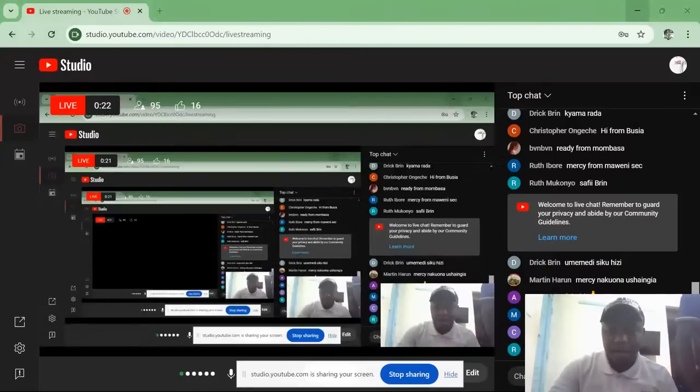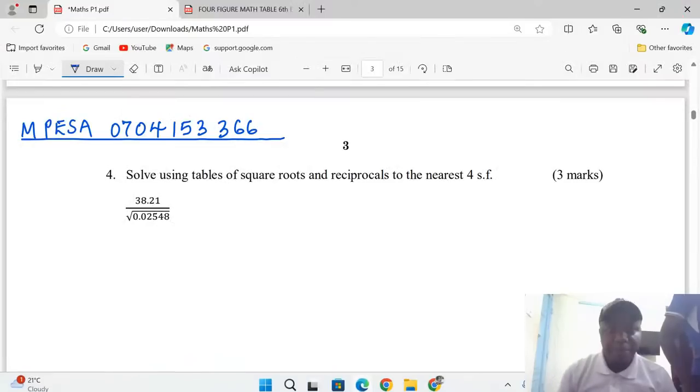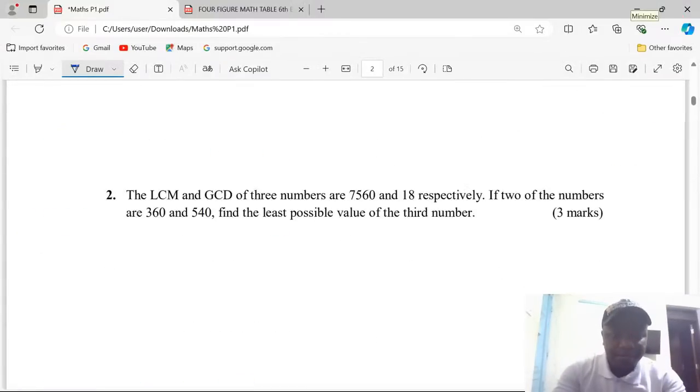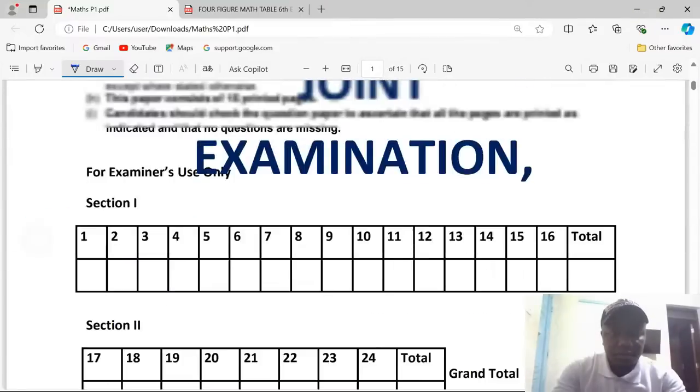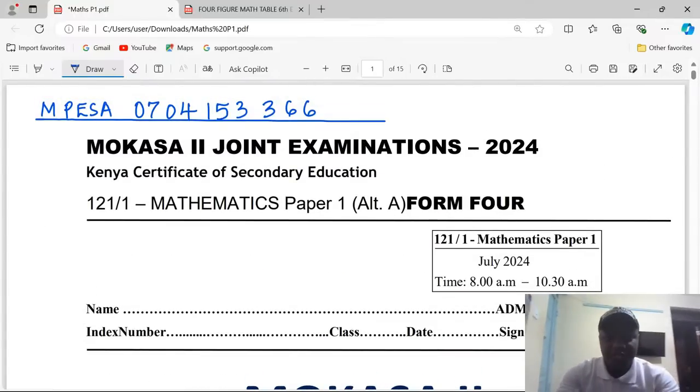We'll be doing a mathematics paper 1. Allow me to bring the paper to you. The paper is called a Mokasa. This is one of the joint examinations done this term, and we are going to revise the paper. Just be attentive.